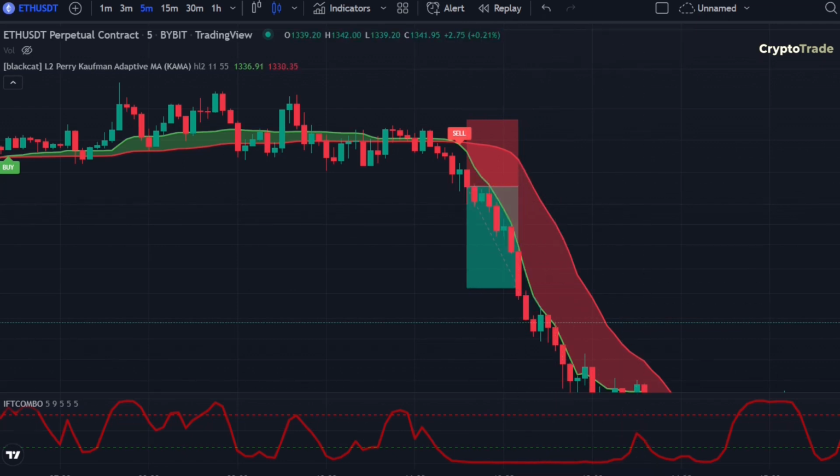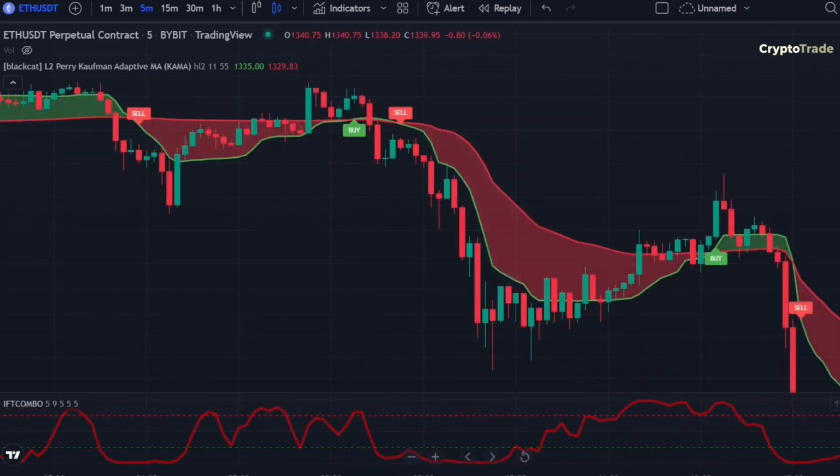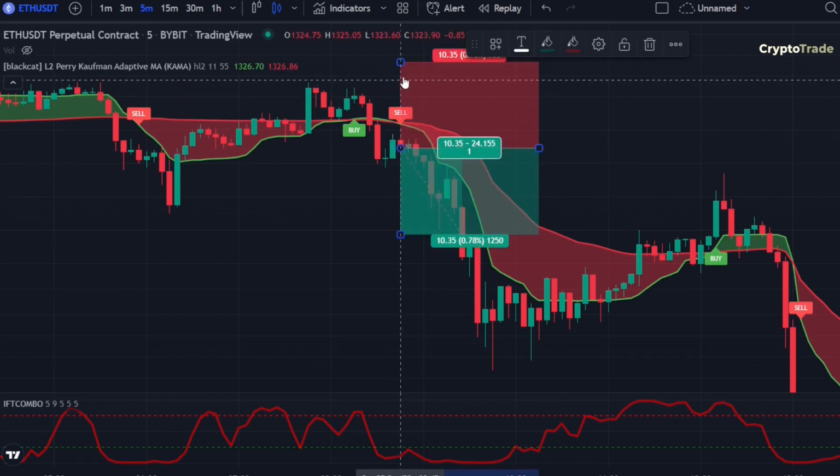Let's look for the next trade. The L2 PERRY KAUFMAN indicator gives a sell signal. The candle must be red and close below the cloud. The inverse Fisher transform indicator must be below the green dotted line. As these conditions are met, place a sell order at the close of the red candle with the sell signal.